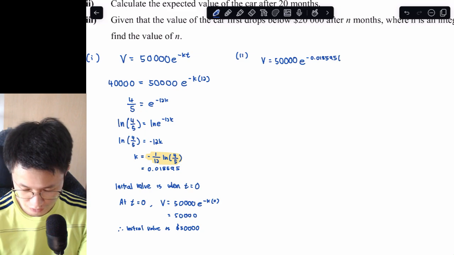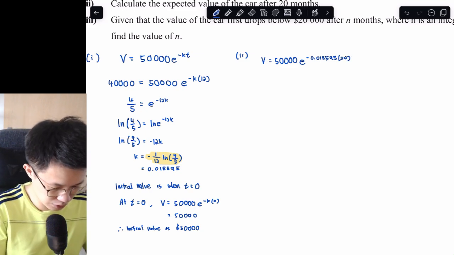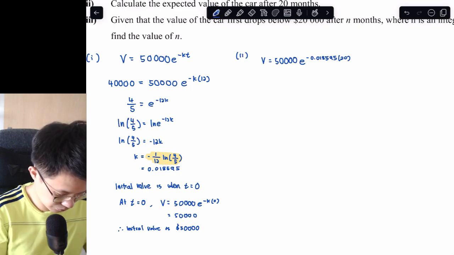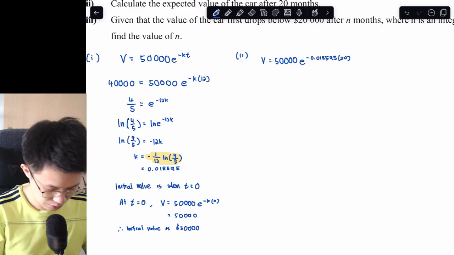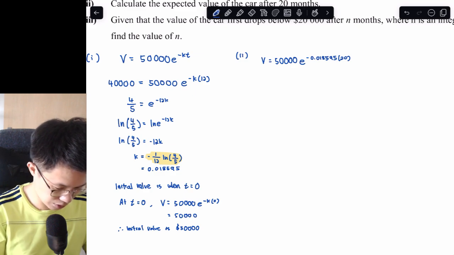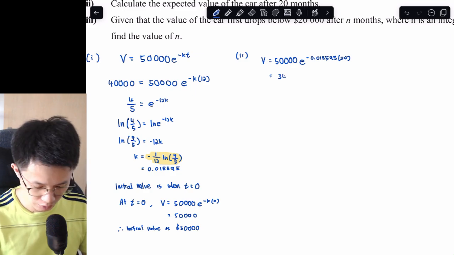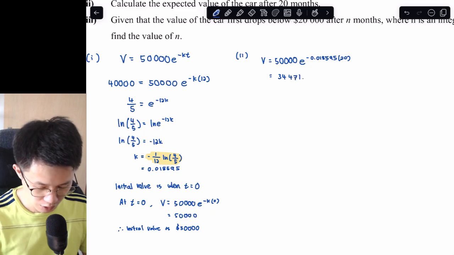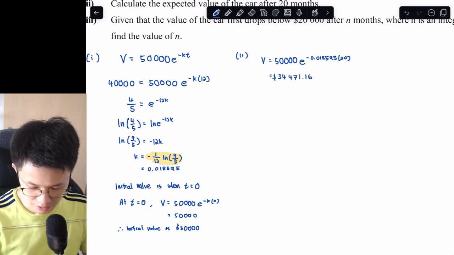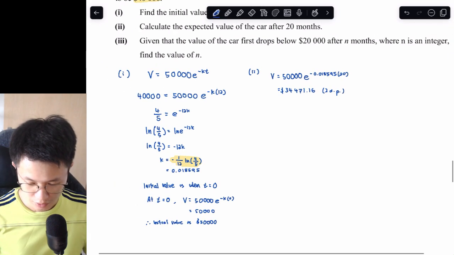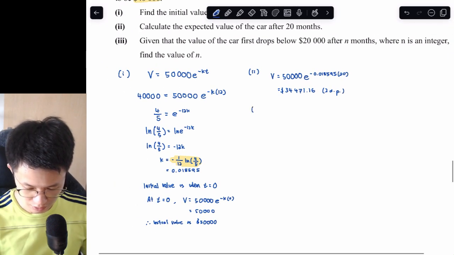0.0188595 that I found, times 20. Same thing, you have to use your calculator to calculate it out. Be careful, don't make any careless mistakes. Times 20, you should get a value of 34471.16. I round it off to 2 decimal places because it's so much easier. Now, the third question is a little bit challenging.